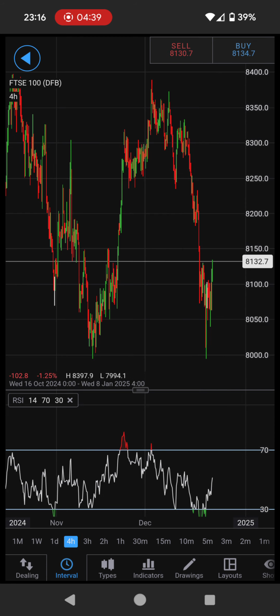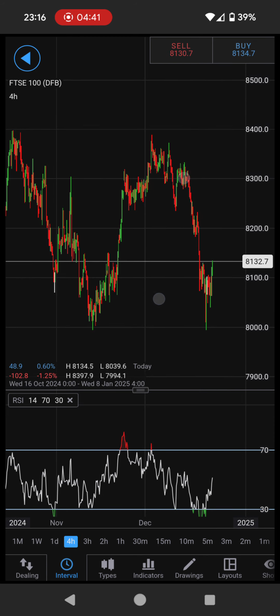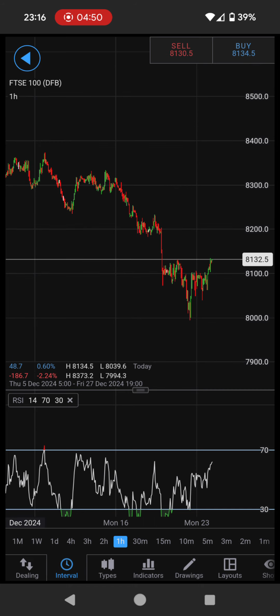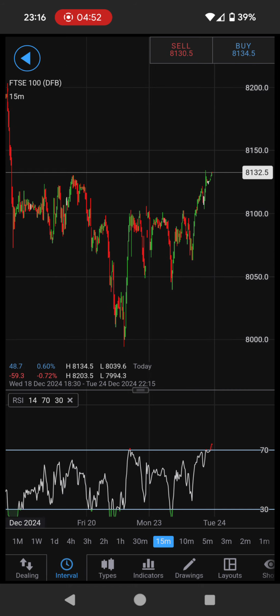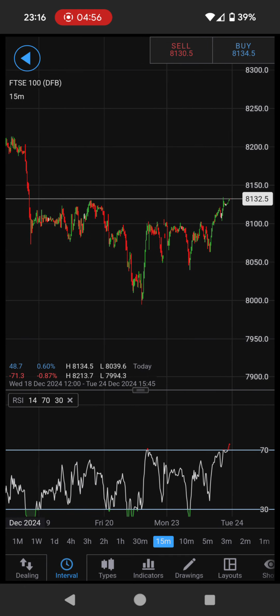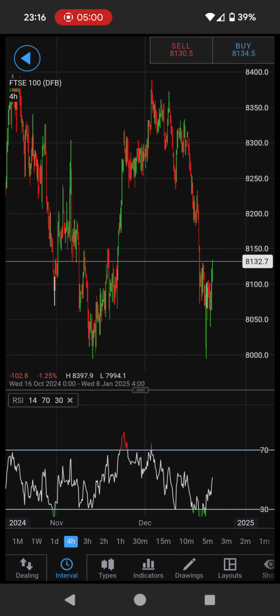4 hour, which is one of my favourite time frames. So this is how it's performed for the last couple of weeks. Hourly, last couple of days. You know, right to like 15 minutes, basically how it's performed today. So I'll skip back to 4 hours.